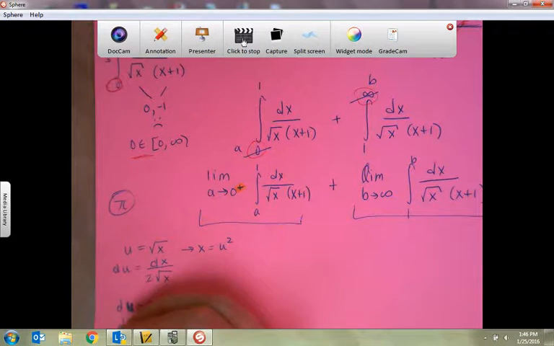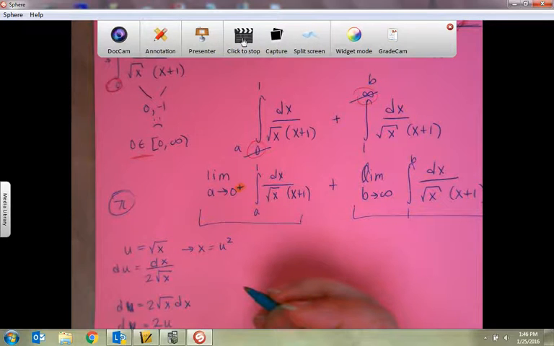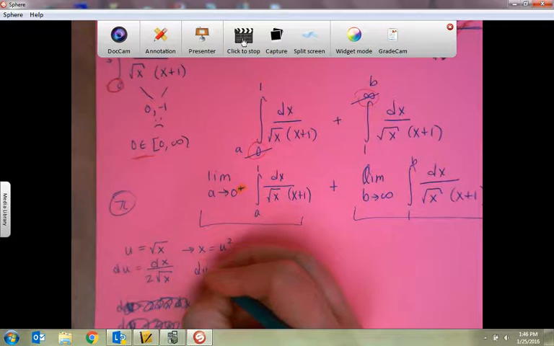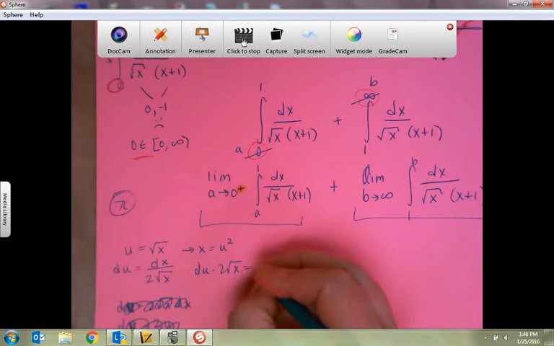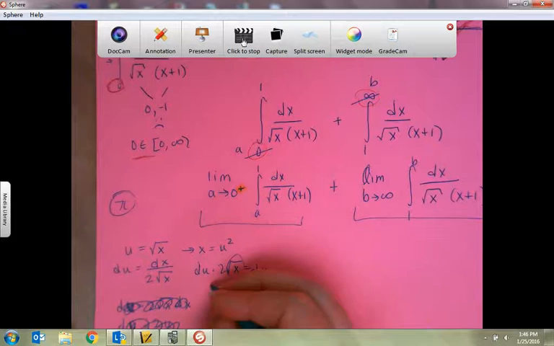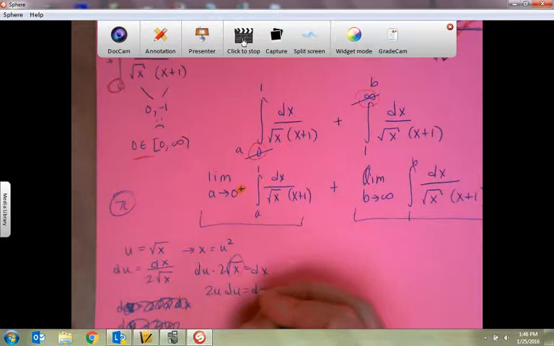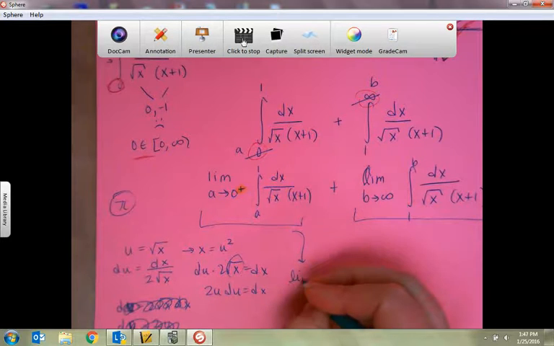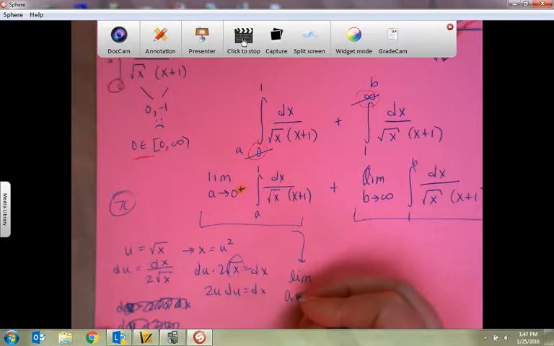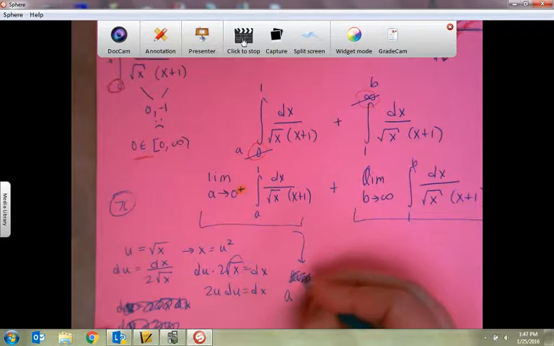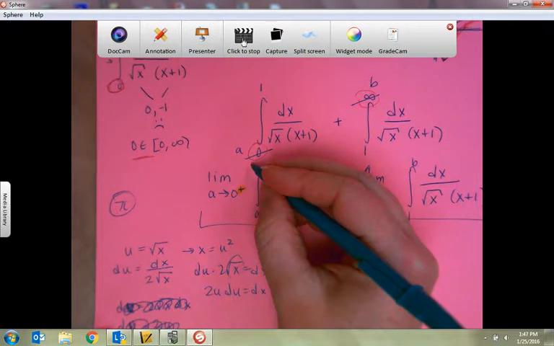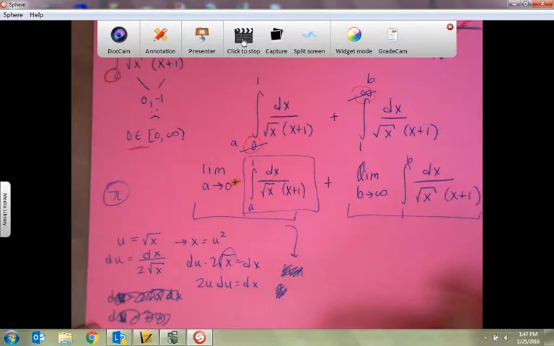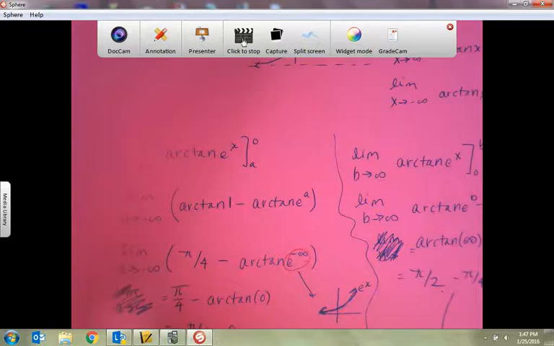Okay, good. I need more room. So we had the integral, the limit as A goes to 0 from the right of dx over x times x plus 1. And basically we had gotten it down to u is radical x, x equals u squared, and dx equals 2u du. So that's where we were.